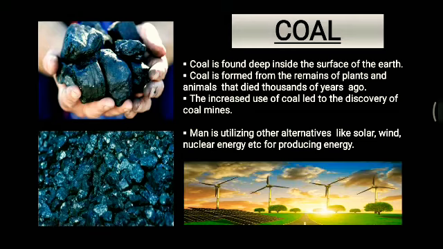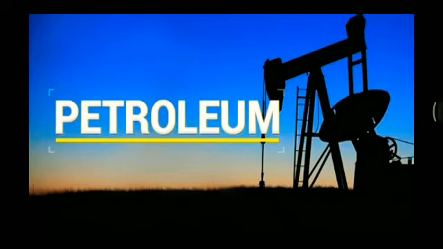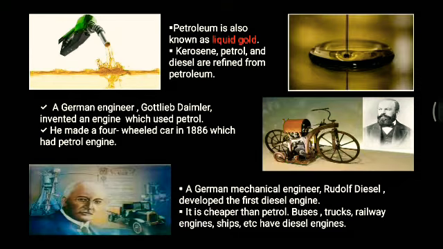Secondly, we have petroleum. Petroleum is also known as liquid gold. It is found below the surface of the earth and the seabed. Kerosene, petrol and diesel are all refined from petroleum. Now, a German engineer, Gottlieb Daimler, invented an engine which used petrol. He made a four-wheeled car in 1886 which had a petrol engine. This was the beginning of the motor car.